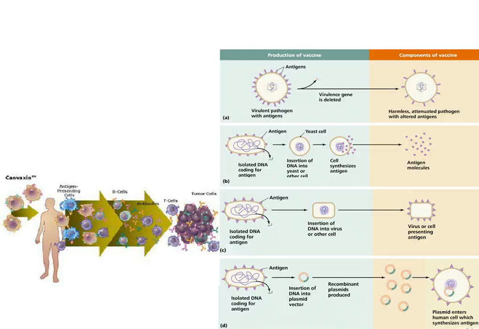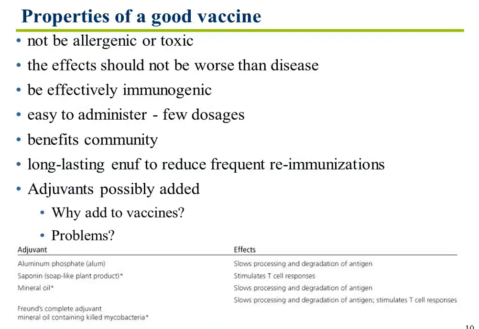Okay, let me go back again here. So what do you want in a good vaccine? I think all of this is probably self-explanatory. Let me talk about adjuvants. Very often, because the antigen is not strong enough to cause your immune system to mount a strong response, they have to add something to heighten the immune response, called an adjuvant.